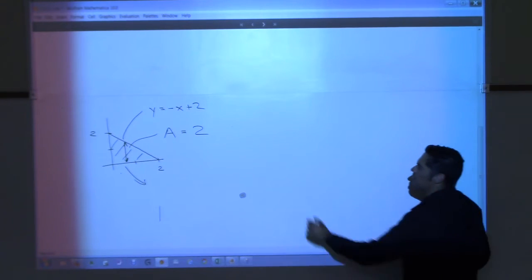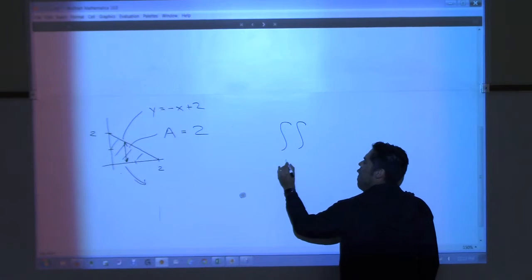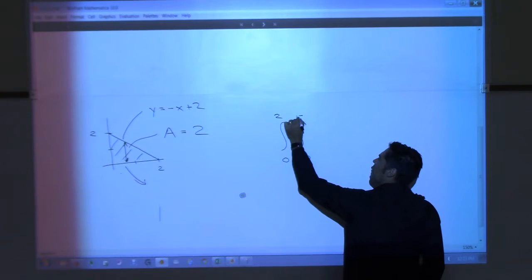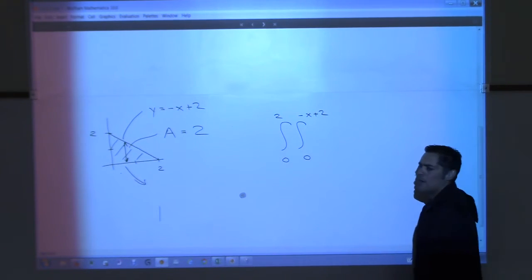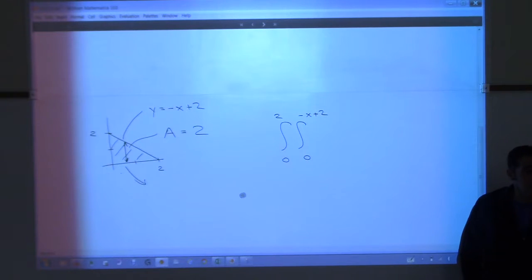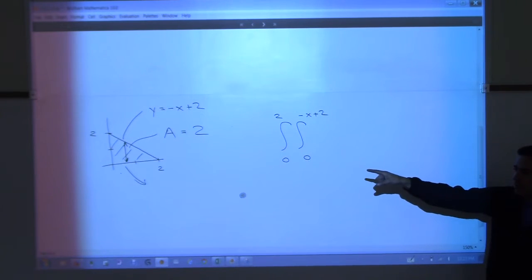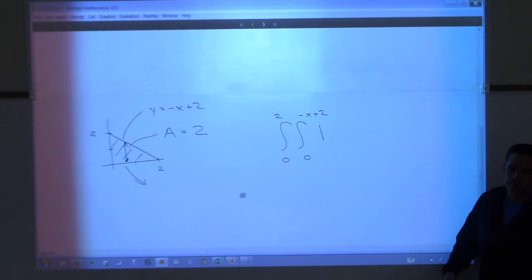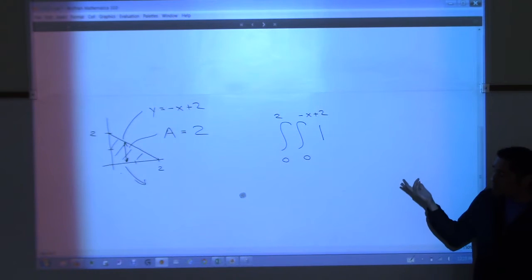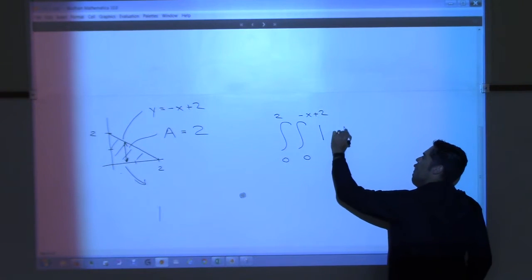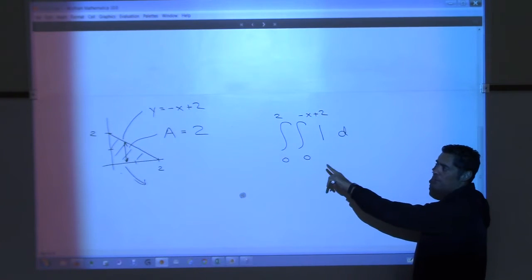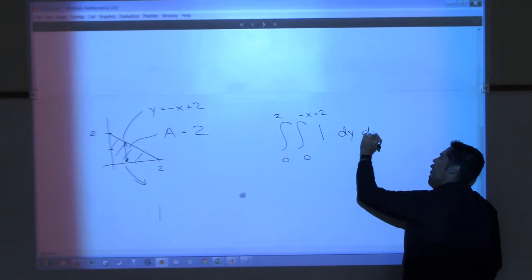And so I should just set up the double integral, 0 to 2, 0 to negative x plus 2, right? What is the function that I'm going to integrate if I'm trying to find the area of that region? 1. I'm just going to put 1 here. All right? And then, well, dA, but because this is a type 1, it's dy dx, right? Because it's a type 1.